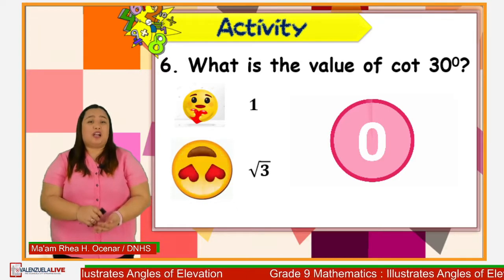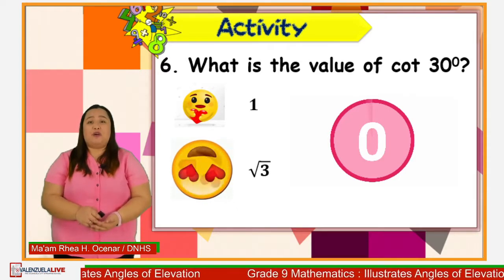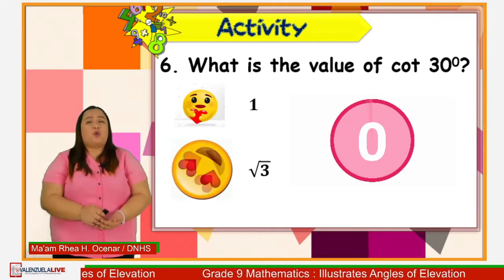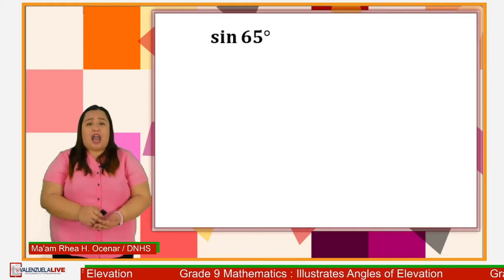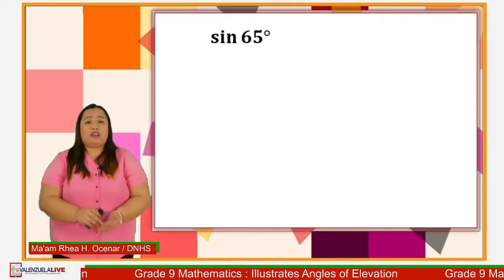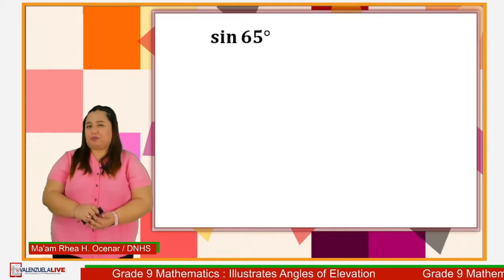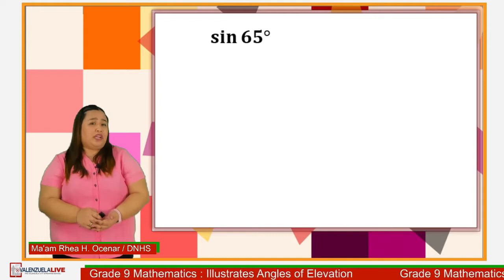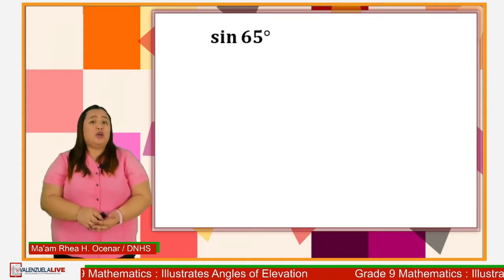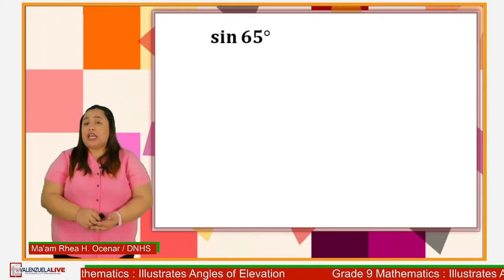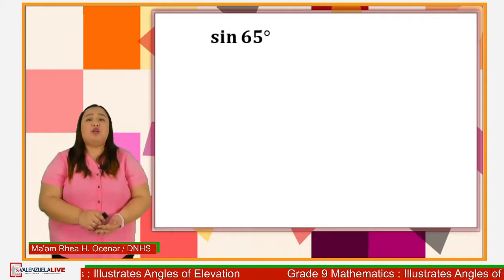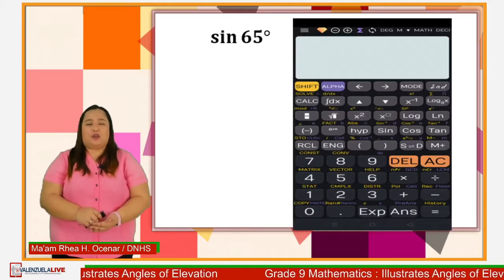Without the use of the calculator, we can find the value of the trigonometric function of a special angle. What if I ask you to find the value of sine 65 degrees? What do you think is the answer? Some of you might be wondering how to find the value of the trigonometric function of an angle which is not special. In order to find the value of sine 65 degree, we will use the scientific calculator.